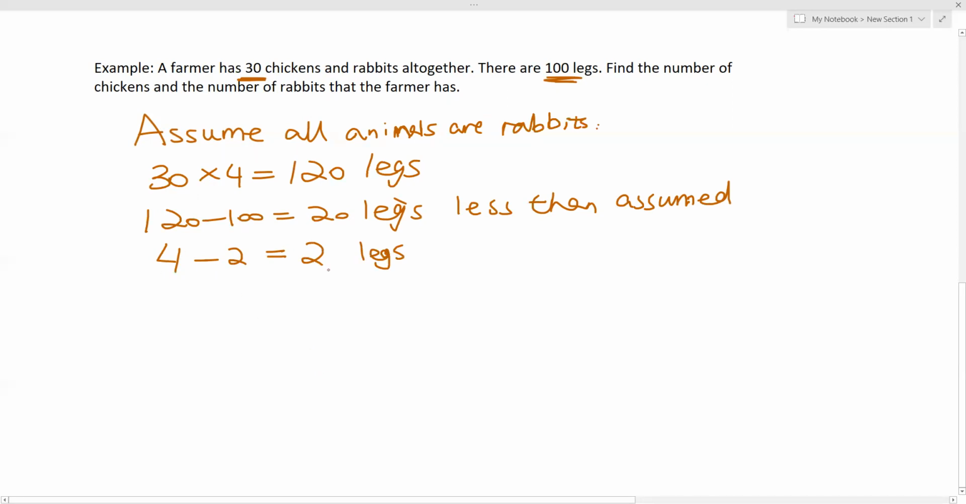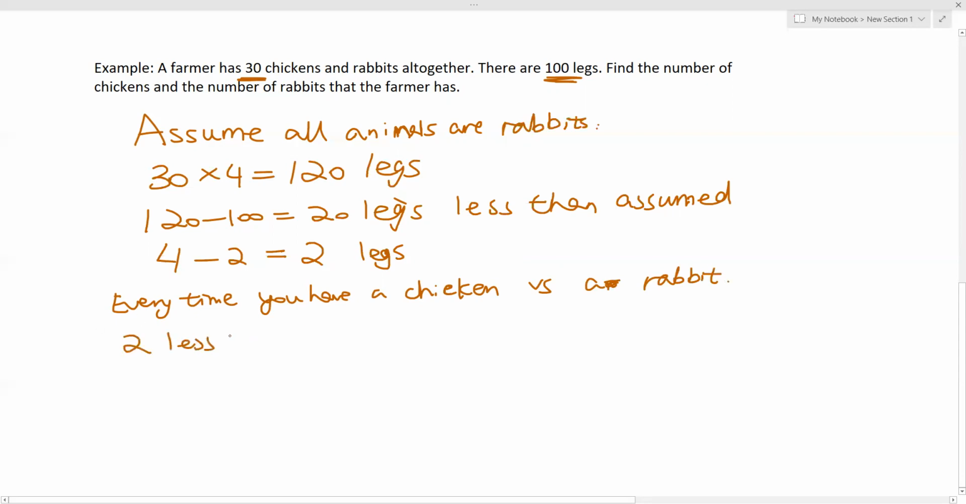Now, every time you have a chicken rather than a rabbit, you are getting two less legs than if you had a rabbit. So each time you have a chicken, you have 2 less legs than if you had a rabbit. Now we know that we had 20 legs less than assumed.